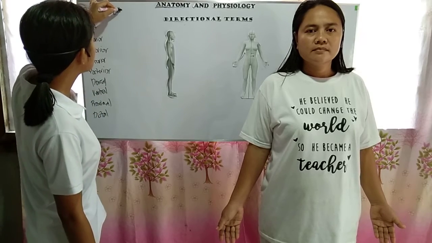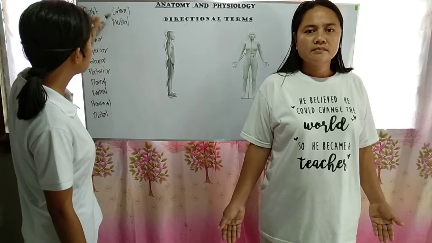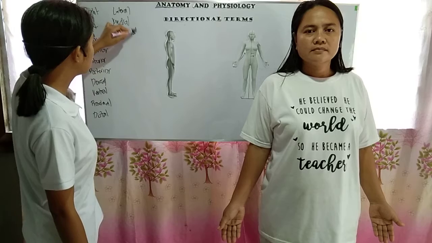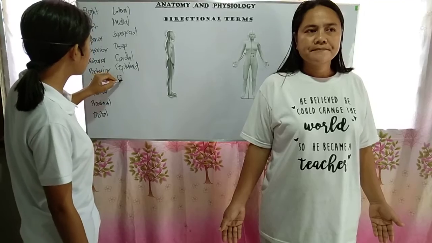So there are many directional terms of the human body such as right, left, superior, inferior, anterior, posterior, dorsal, ventral, proximal, distal, lateral, medial, superficial, deep, caudal, cephalad, and the last is cranial.